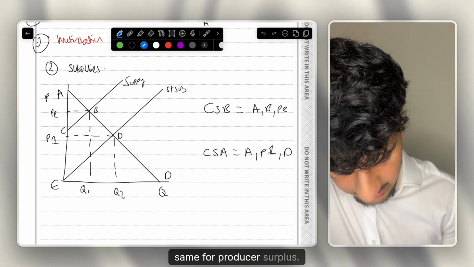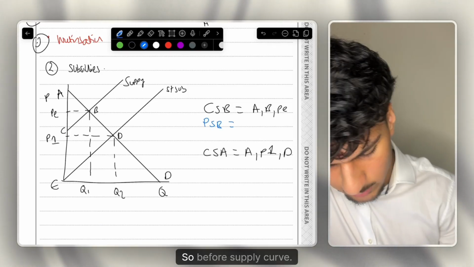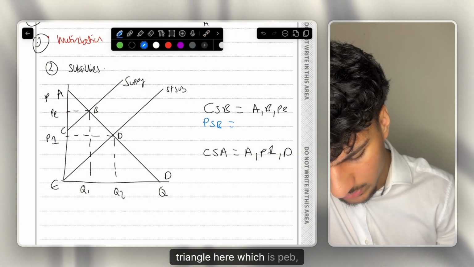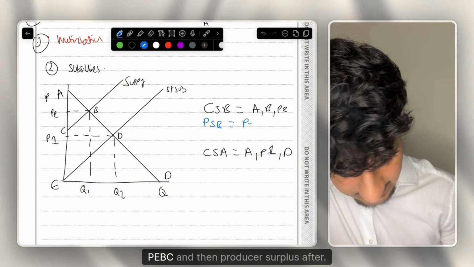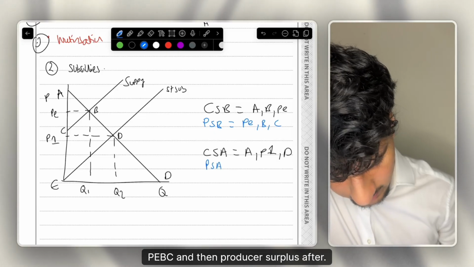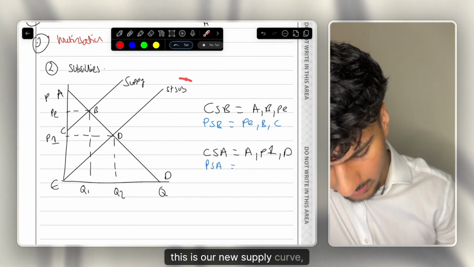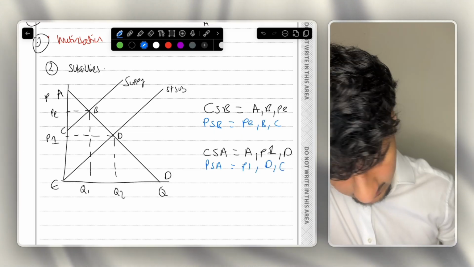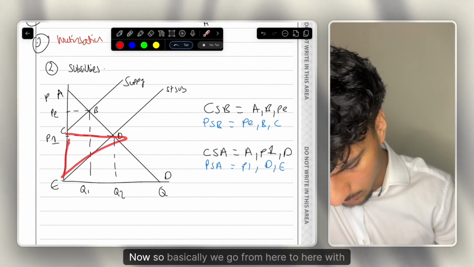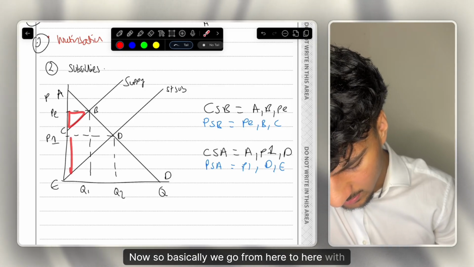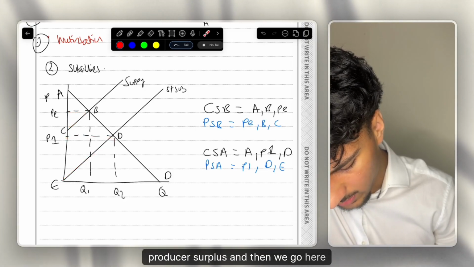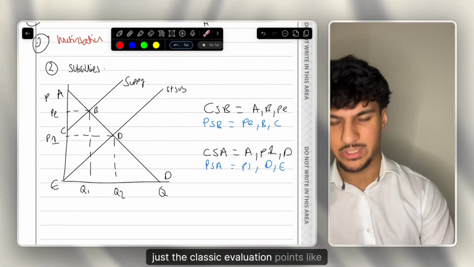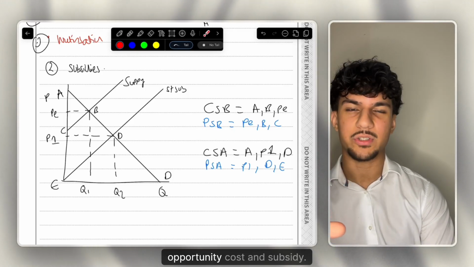And let's do the same for producer surplus. So what is producer surplus before? So before, the original supply curve is this little triangle here, which is P, E, B, C, and then producer surplus after. So once this is our new supply curve, our S plus sub is P1, D, E. So this triangle here now. So basically we go from here to here with producer surplus, and then we go here to here with consumer surplus. And then with regards to evaluation, just the classic evaluation points like opportunity cost of subsidy.